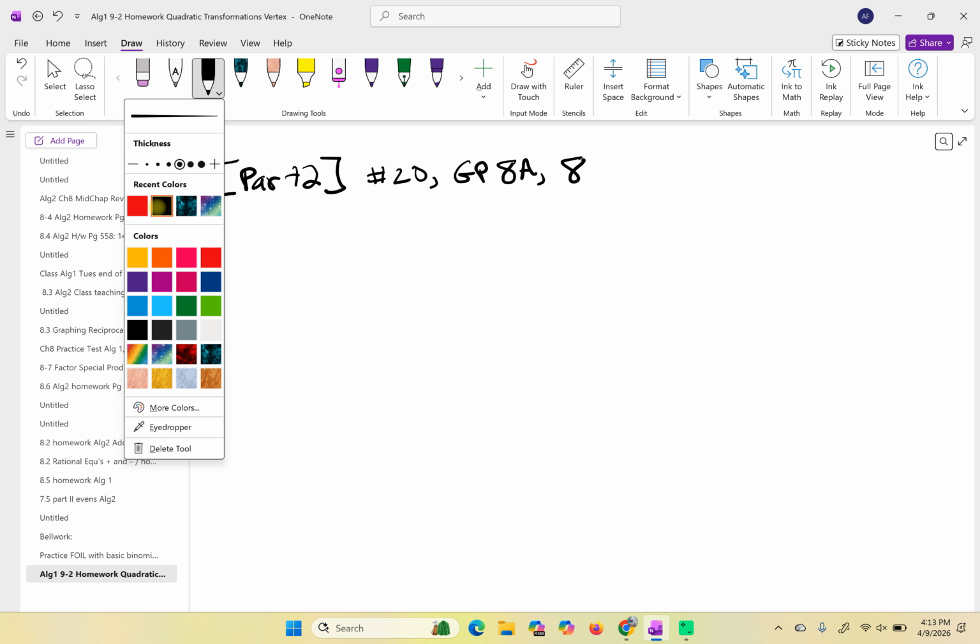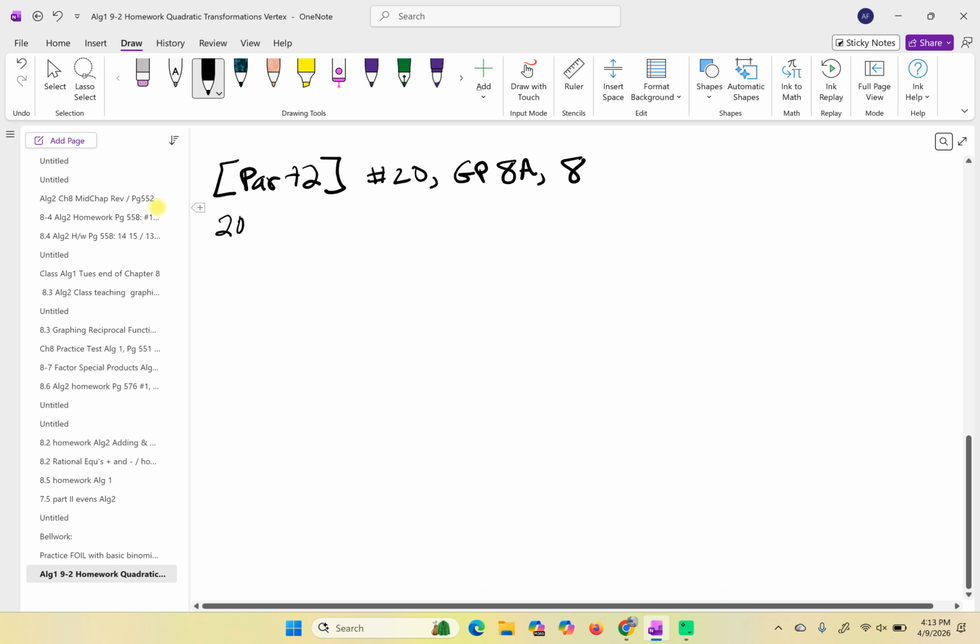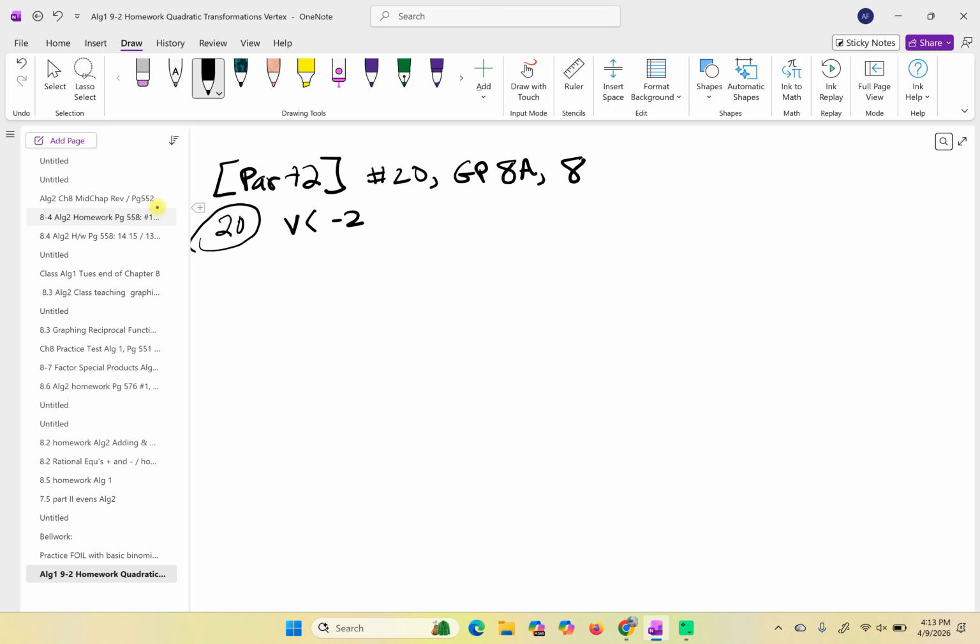All right, number 20. We have a vertex of negative 2, negative 2. We have a point on the graph.